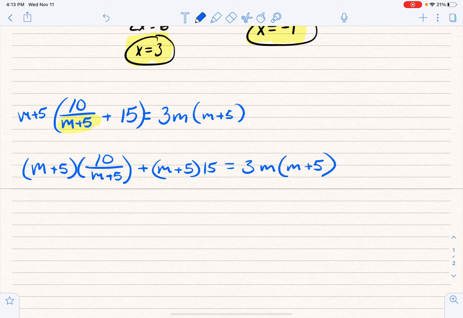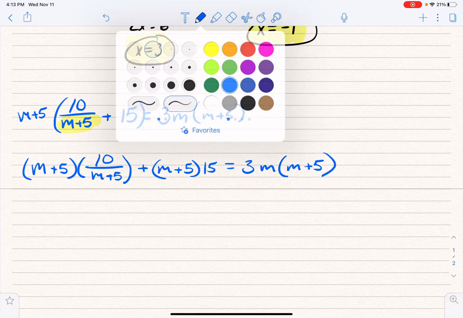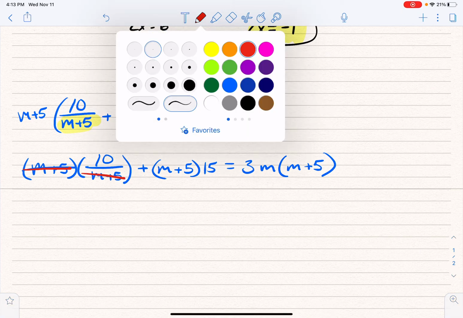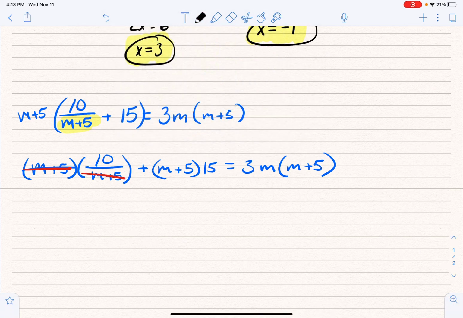Make sure I'm not losing anybody. Obviously, on this first one, these cancel out. This cancels out with, I like to cancel out in red. This cancels out with this. Okay, nothing else cancels out because nothing else had a fraction in it. So the only thing I'm left with on this first one is 10 plus, and distribute that 15.